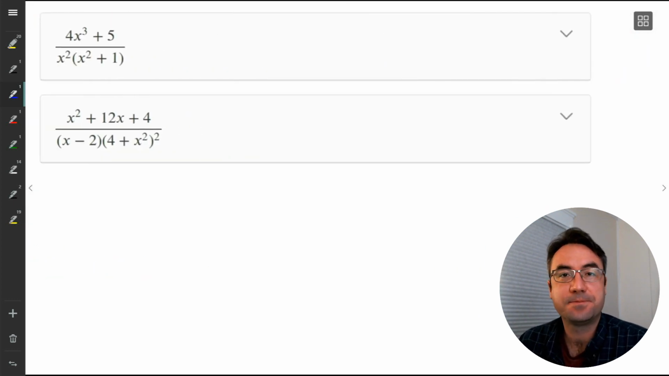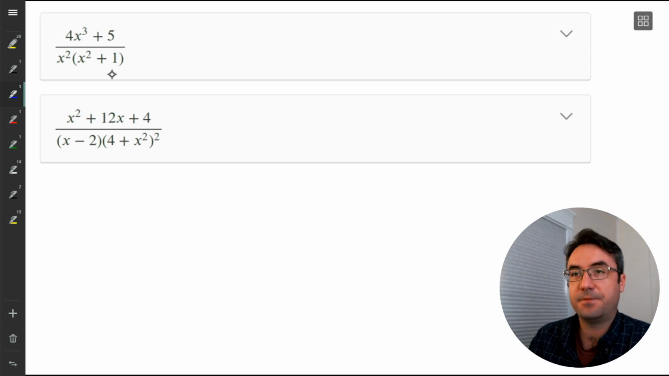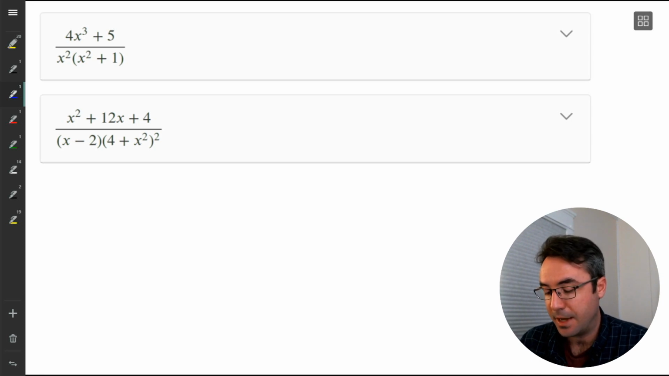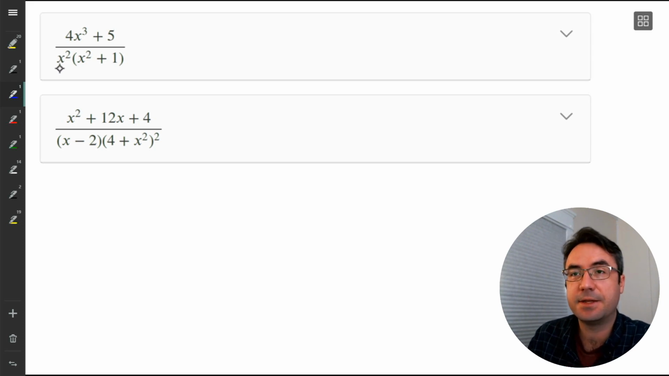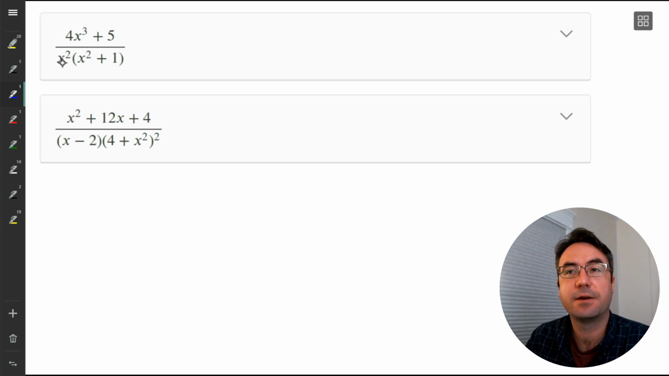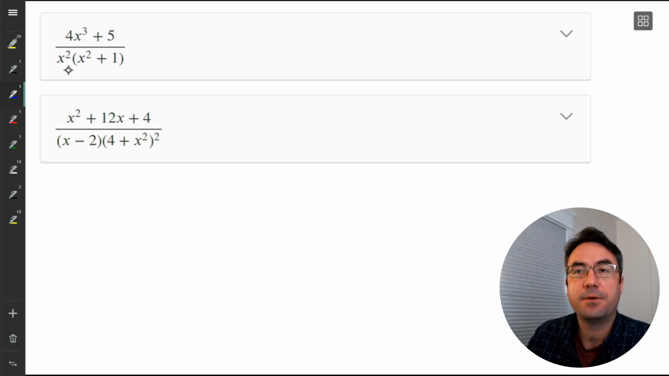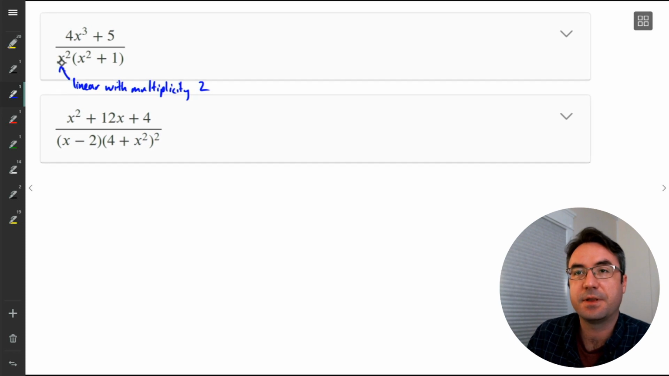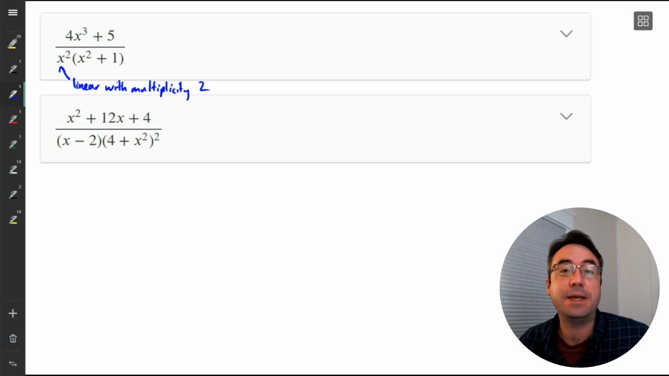Let's try another one. Let's look at the function 4x cubed plus 5 over x squared times x squared plus 1. When we look at this one, what does it have? It has this linear term right here. We can think of this x squared as being a linear term with multiplicity 2. So you can think of it like x times x. It's just a linear term, x, that's repeated twice.